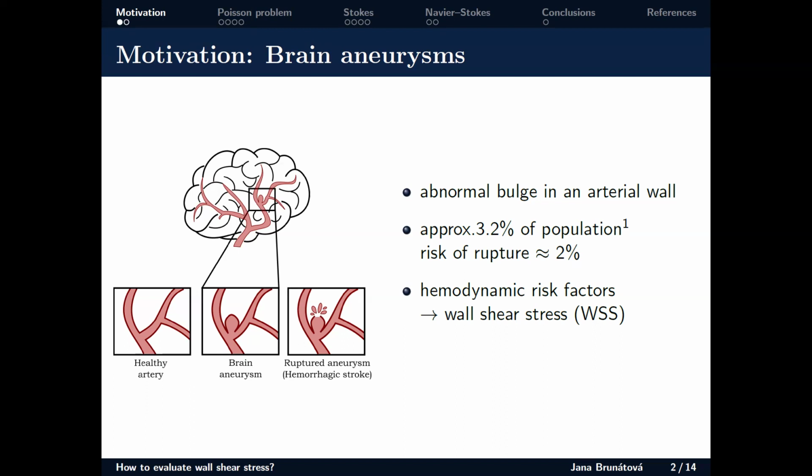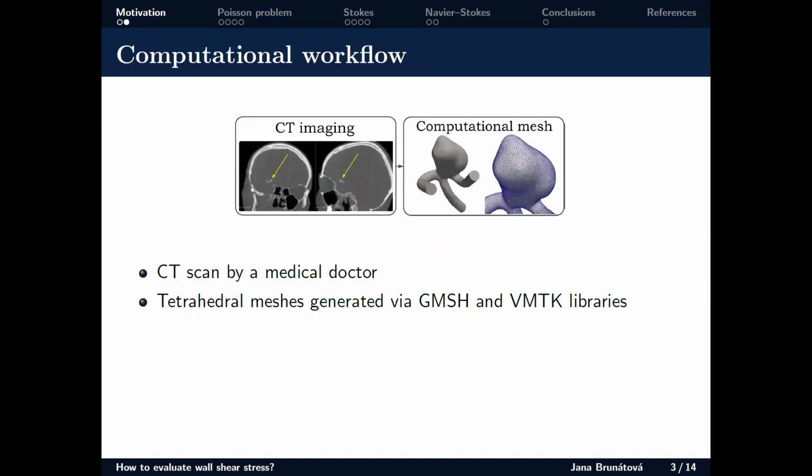And they have a whole lot of risk factors. One class is called hemodynamic risk factors, and the most commonly studied hemodynamic quantity is wall shear stress. So that's why we care about it.